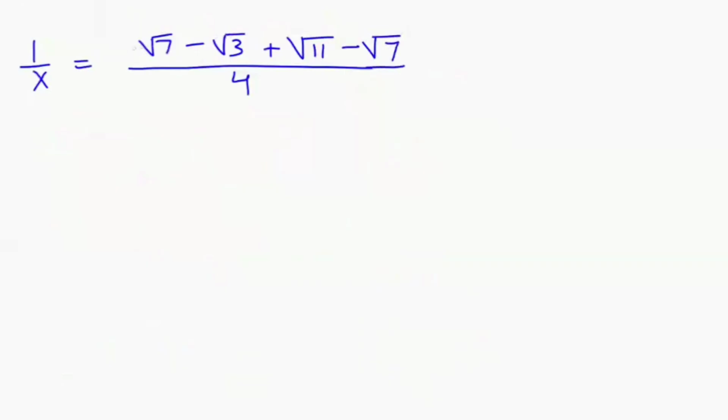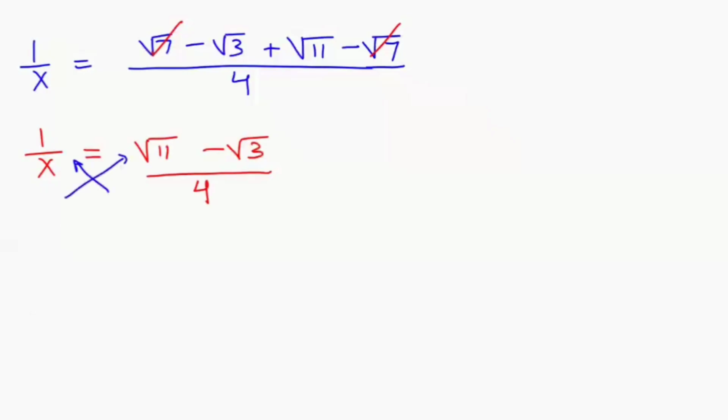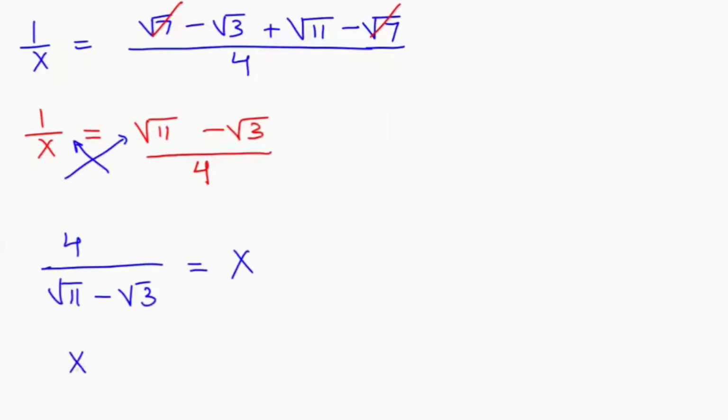Now here this is positive root of 7 and this is negative, so this is going to be cancelled out. So the next equation we'll get is 1 over x is equal to root of 11 minus root of 3 over 4. Now I'm going to do the cross multiplication here. So this will turn to 4 over root of 11 minus root of 3 is equal to x. I'm going to write it this way, x is equal to 4 over root of 11 minus root of 3.